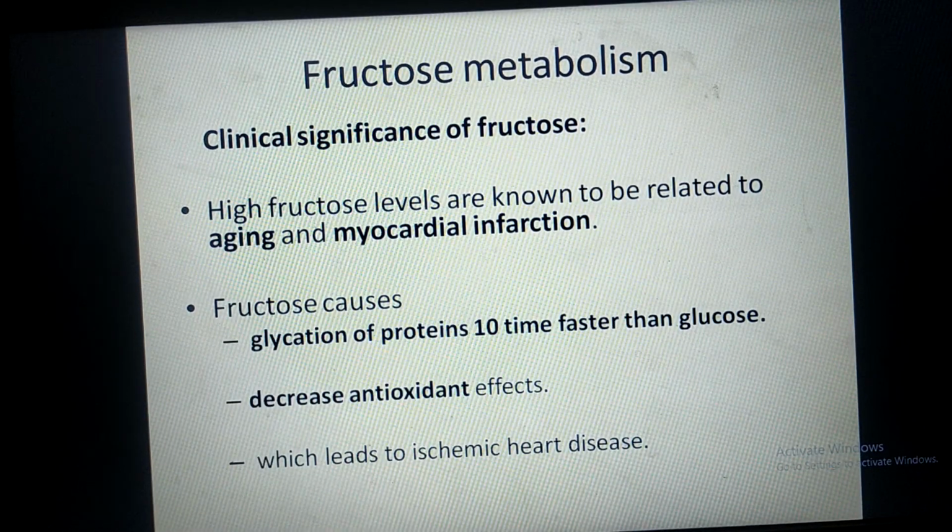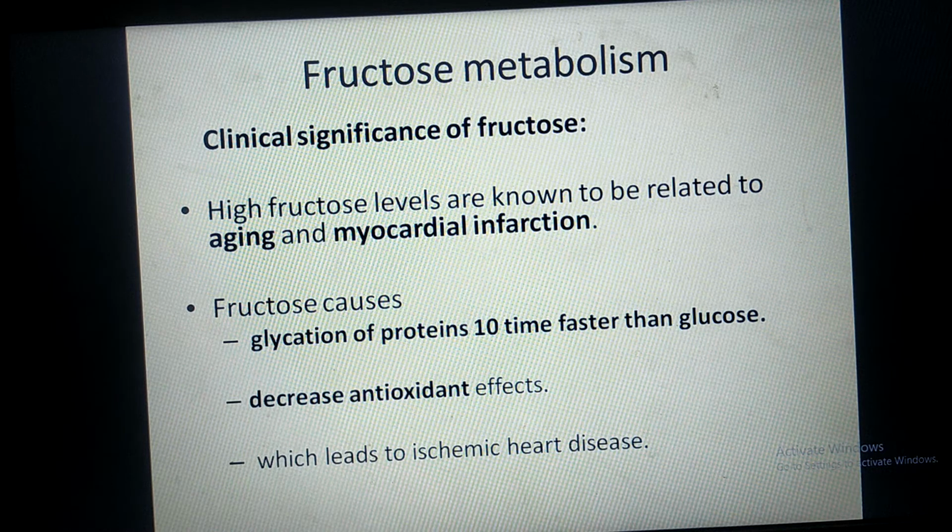High fructose level in blood also causes aging and myocardial infarction. Fructose causes glycation of proteins. Glycation of proteins means addition of sugar to the proteins. Glycation of proteins is 10 times faster by fructose than glucose. Hence, there is rapid damage to the proteins.